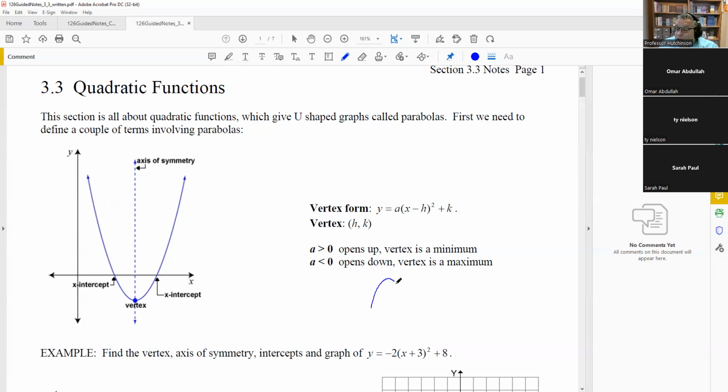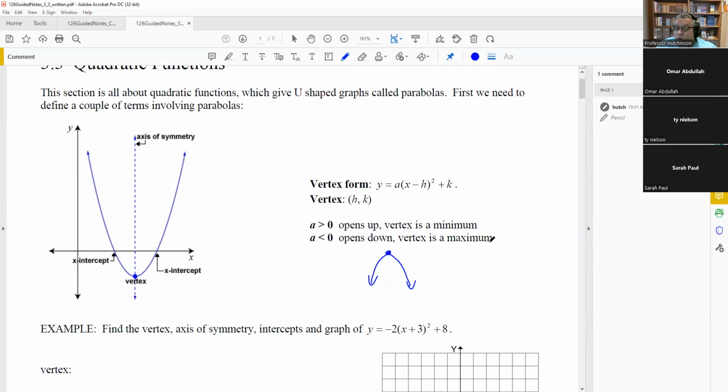But if it opens down like this picture, then the vertex would be the highest point of the graph. The vertex would be a maximum. So that's how you can tell whether it has a minimum or a maximum value, and that's just from the a value that you see here. But it has to be written in this form in order for you to be able to get the vertex directly from it. So we have an example here that we're going to work with that's already written in that form.